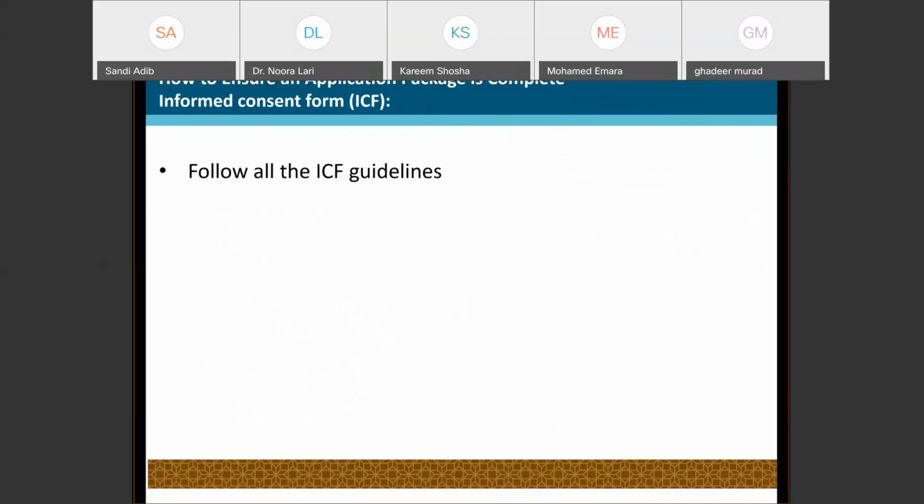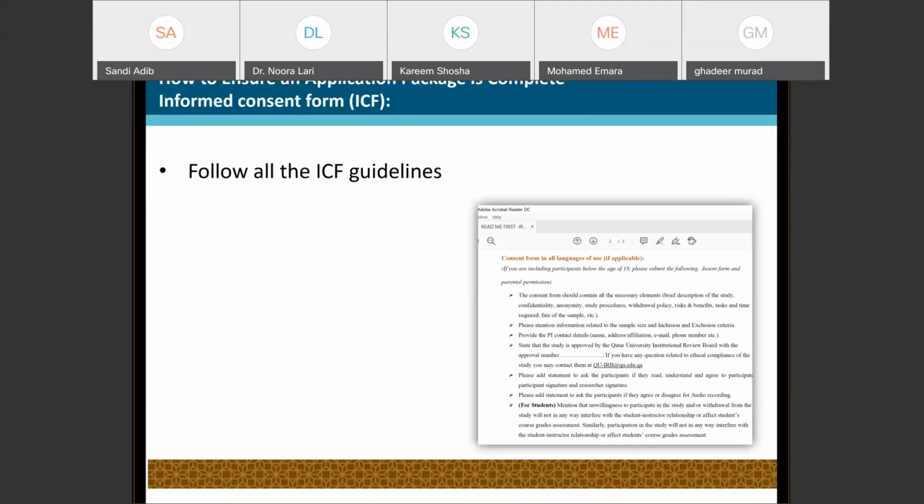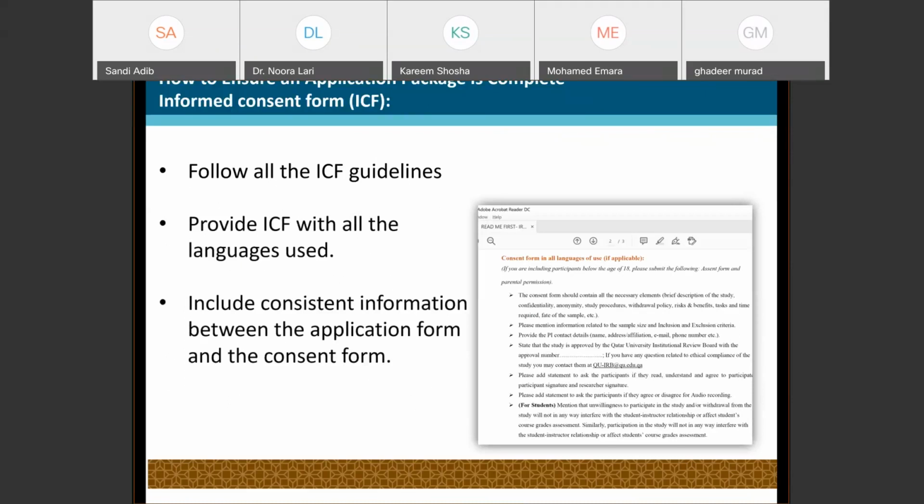Here are some general tips on what to do for the informed consent form. Please follow all the informed consent form guidelines, also available in the application form and in the README first document that is available for you in the forms and templates on IRB-net. Provide all the informed consent in all languages used.